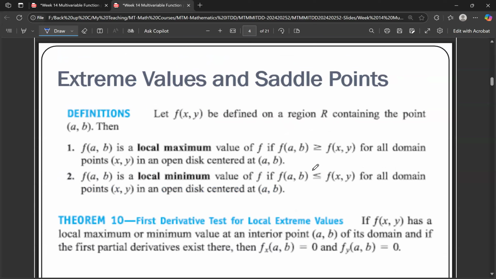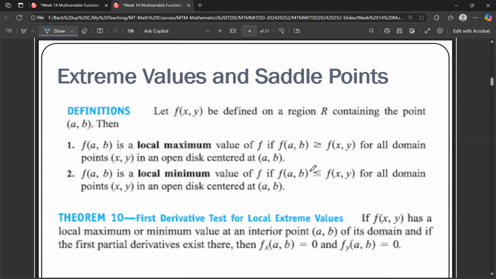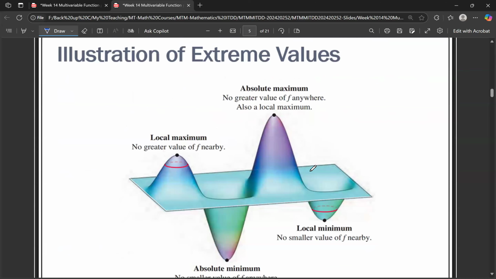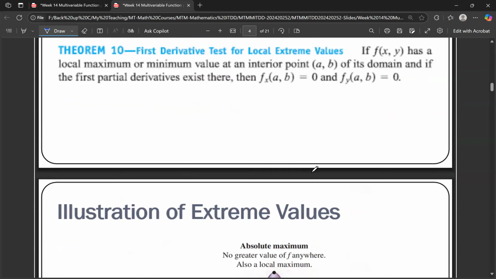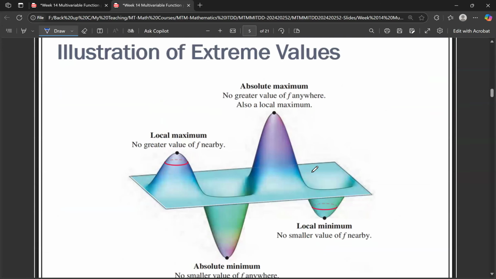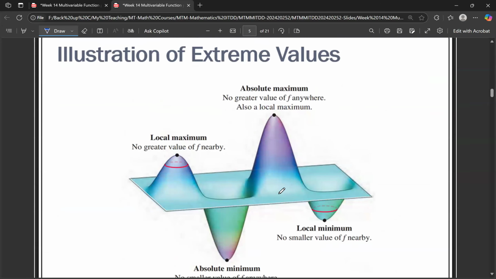Okay. Now we want to find the extreme values and saddle points in the multivariable function. This is the illustration of extreme value. This is the function z of x and y variables, and we have the surface, and we can look at that.